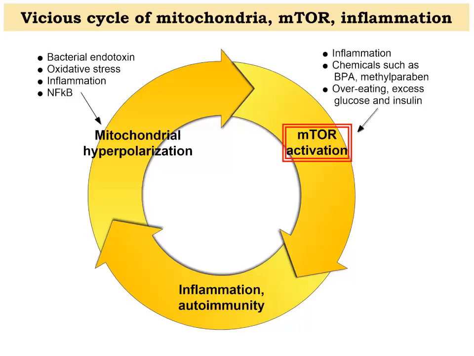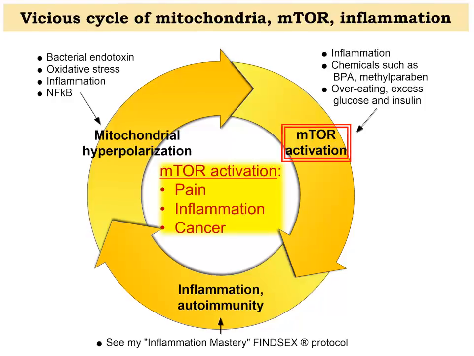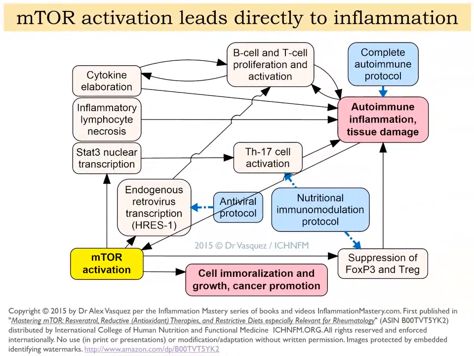mTOR activation can also occur directly, again, from inflammation, chemicals, and signals that indicate nutrient excess, such as hyperglycemia and hyperinsulinemia. Those trigger more inflammation. Inflammation can also be triggered through the topics I've discussed in my Inflammation Mastery and Find Sex protocol. Again, mTOR activation: pain, inflammation, and cancer. Let's look at another graphic representation of this.